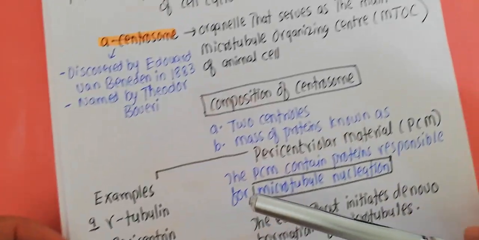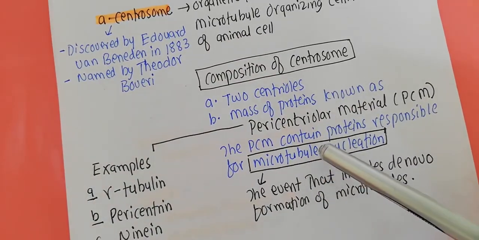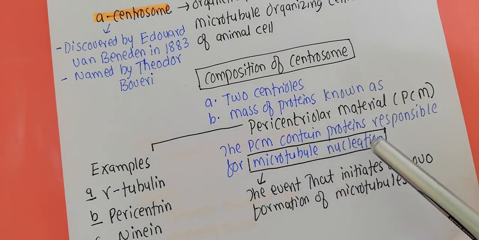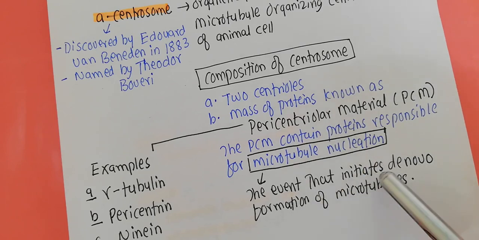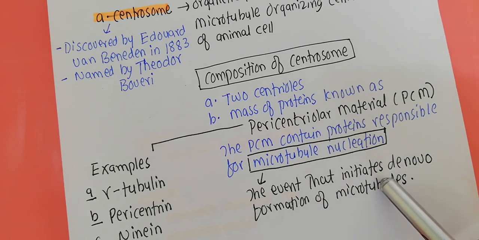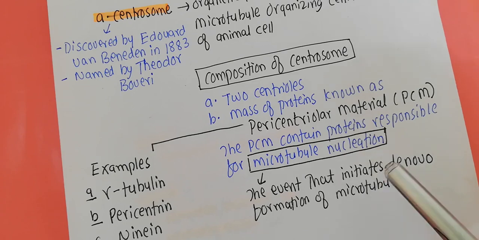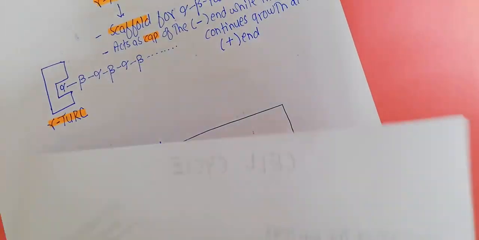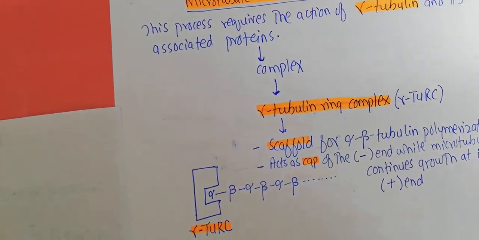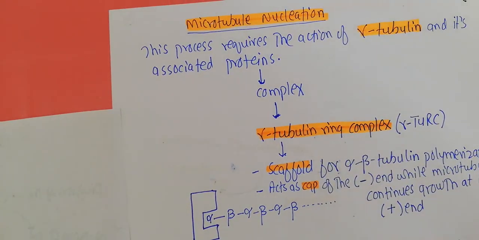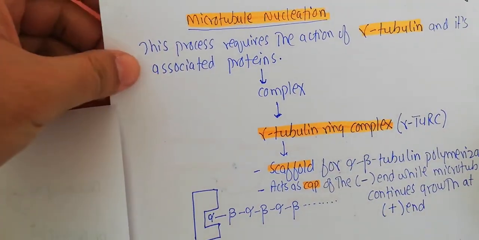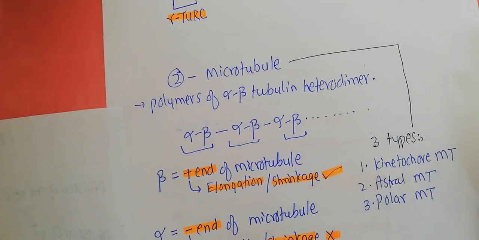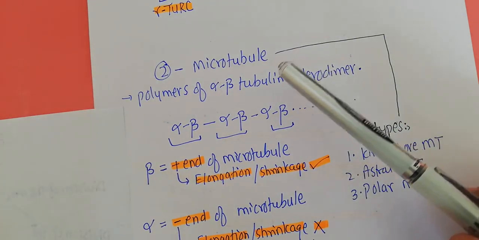I've told you that the pericentriolar mass is responsible for a particular process known as microtubule nucleation, which is the event that initiates the de novo formation of microtubules. That means you are not elongating already existing microtubules; you are starting their polymerization from scratch. Today I'll be talking about the process of microtubule nucleation in a little more detail, but before going into that, you should understand the second component of the machinery, the microtubules.